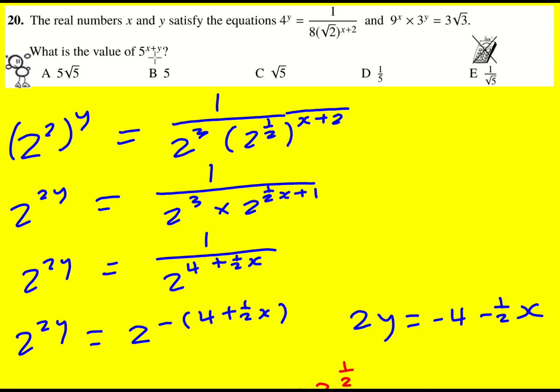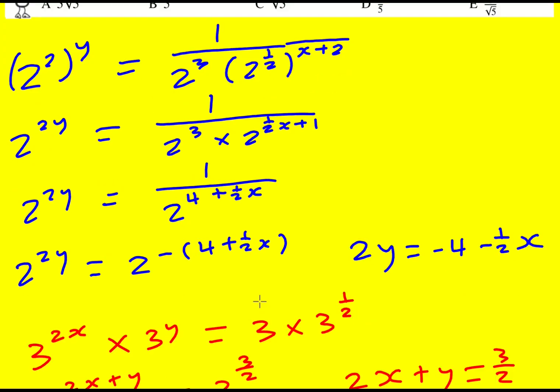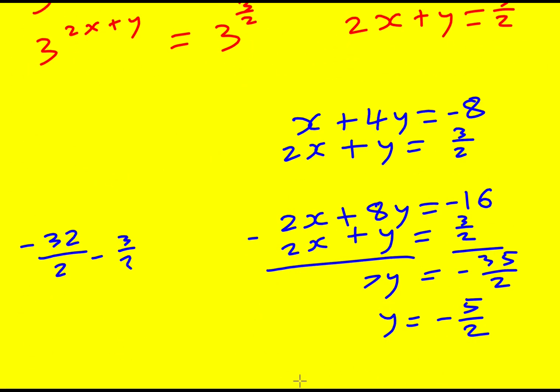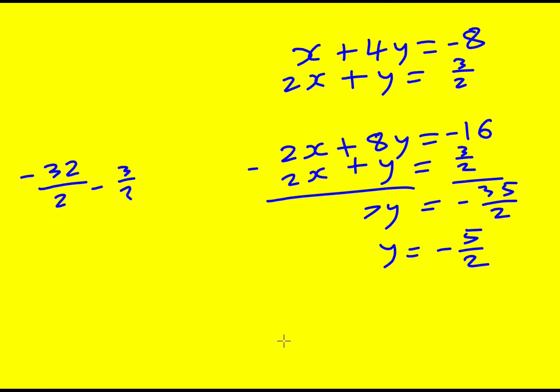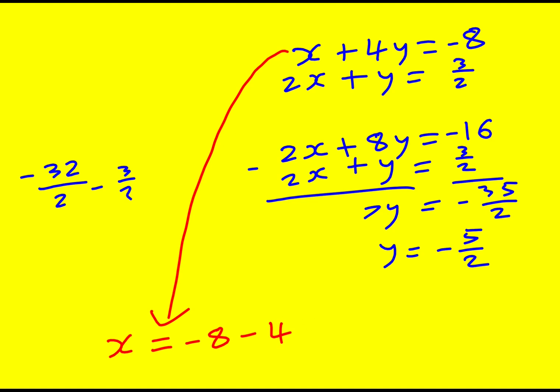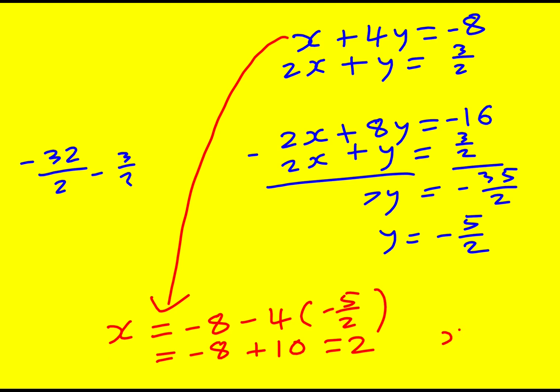I forgot what we're asked for. We're actually asked for the value of 5 to the x plus y. Right, now I've got that, I can substitute it back in. So I'll put it back into this one. And I'm going to get 2x is equal to minus 8 minus 4 times minus 5 over 2, which is minus 8 plus 10, which is 2. And therefore, x plus y is going to be minus a half.